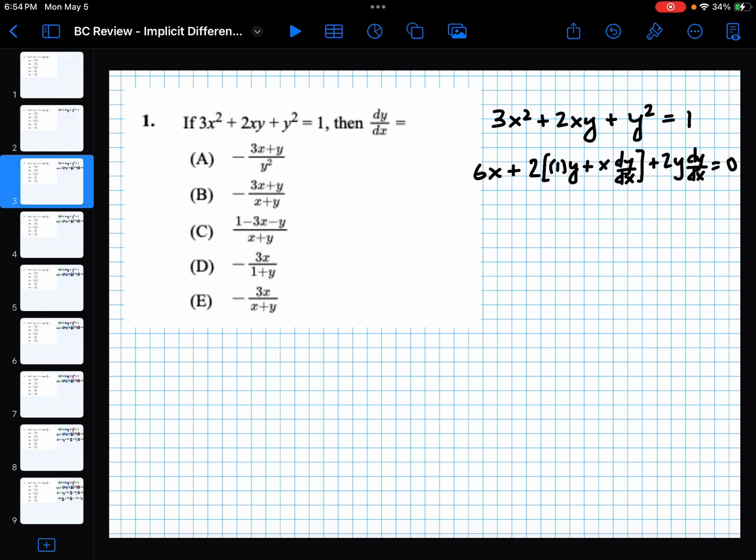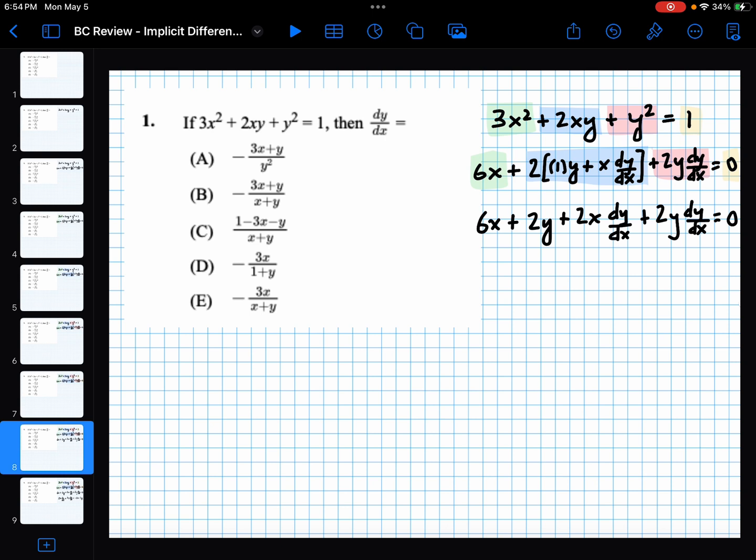So if I go through here, right, derivative of 3x squared is 6x. The 2 times xy is that product rule because of the x times y. That gives us that. And the derivative of y squared is 2y, and again times dy dx because it's a y term. Derivative of any constant is 0. So if I clean that up a little bit, it's going to look like this.